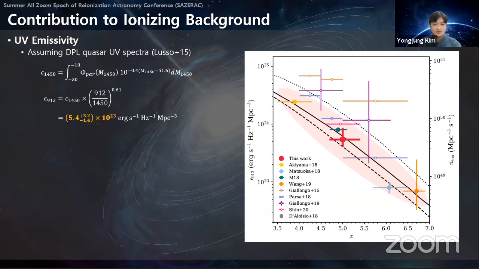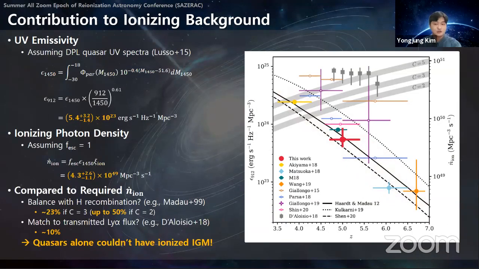We also calculated the ionizing photon density by quasars, assuming an escape fraction of unity and a double power-law shape of the UV quasar spectra. And we compare this with the critical density required to fully ionize the IGM, shown as the gray thick lines and squares. And we suggest that only about 10 or 20% of the UV photons are from quasars, and it is up to 50% even in the extreme case. Therefore, we conclude that quasars alone could not provide enough UV photons to keep the ionization state of the IGM in the post-reionization epoch.